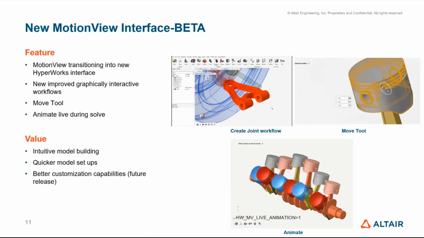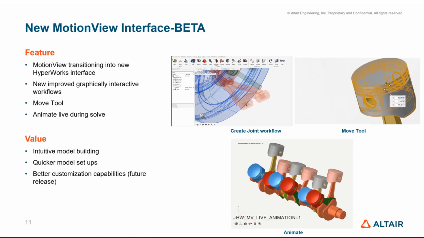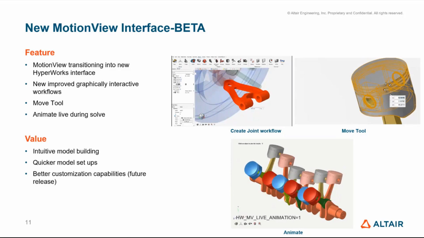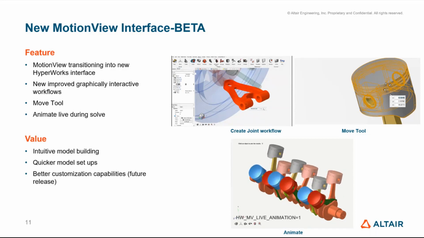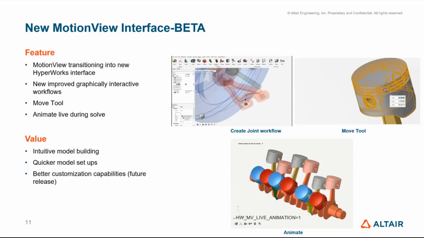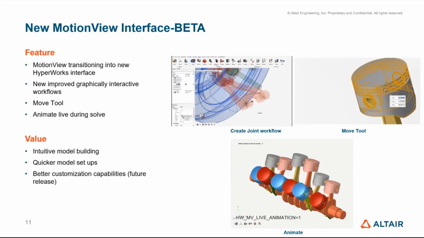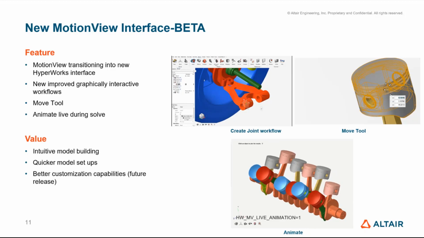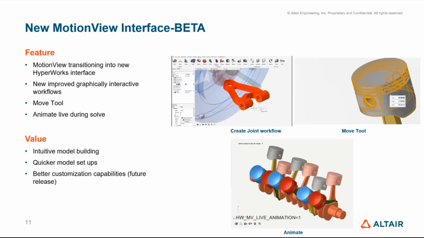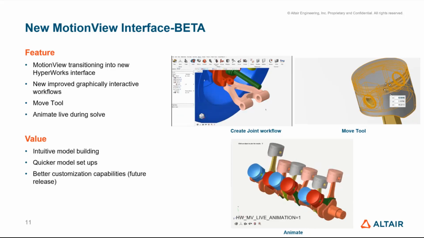Also, HyperWorks is continuing to transition to the new interface, and Motion View is getting a makeover as well during this process, while also being integrated closer into the HyperWorks application. In 2022, the interface comes with new workflows for creating points, markers, and joints. Also, the MV team embedded new features such as the move tool and rigid groups, as you can see in the upper right diagram.